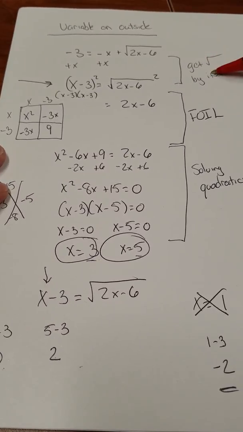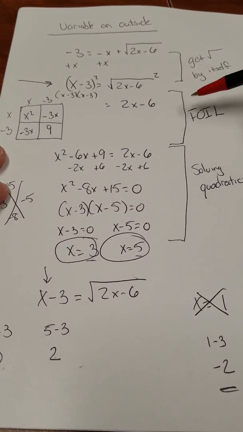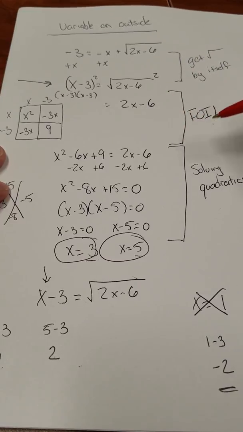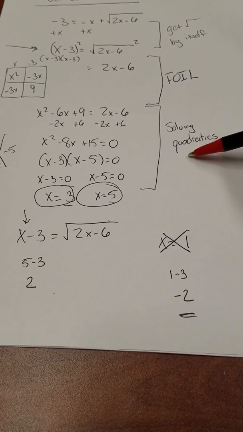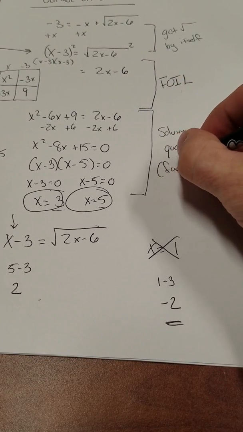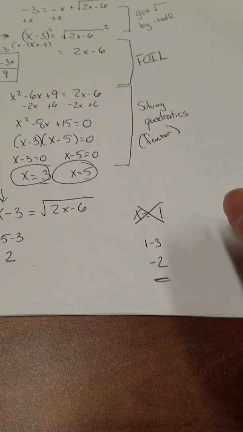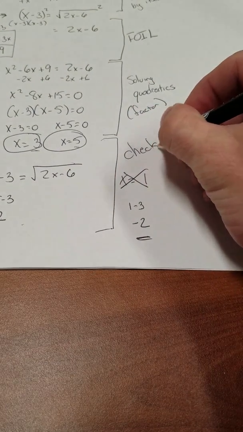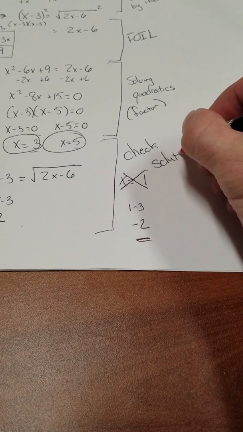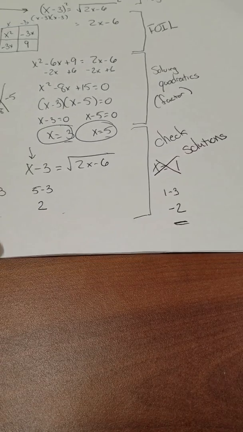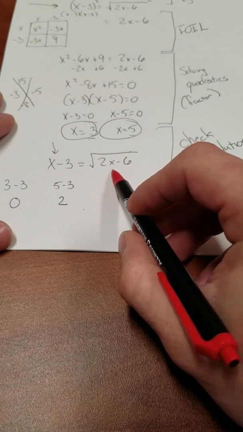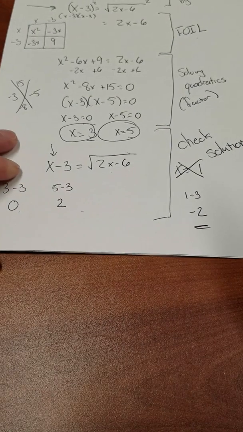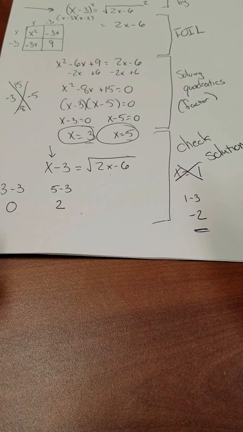So if you have a variable on the outside, this is what you need to do. Get the square root by itself, square both sides, which is what you're used to doing, but just make sure you FOIL. And then you simply solve the quadratic. A lot of times you're going to end up factoring right here. And then down here at the bottom, check solutions. Okay, go back to the place where the square root was by itself, plug it back in, make sure that both solutions are going to work. So that's all of your scenarios.